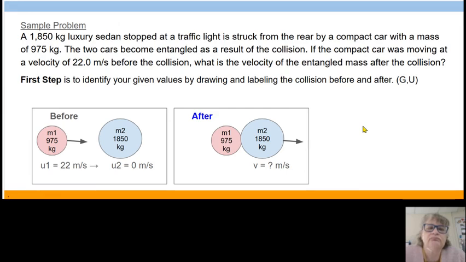All right. So identifying our givens, mass 1, I'm going to call the compact car. Mass 2, I'm going to call that the luxury sedan. And then U1 is 22 meters per second. U2 is 0 meters per second. And then afterwards, it's just the two cars that are attached to each other.